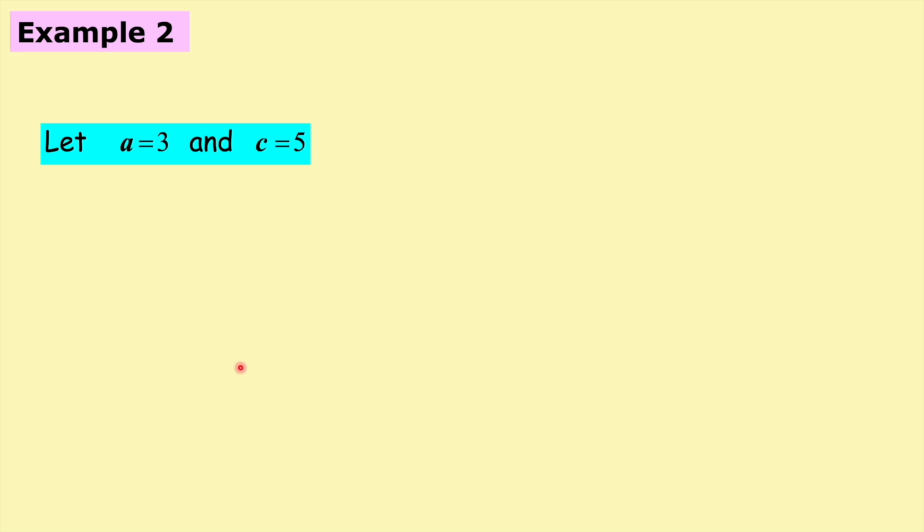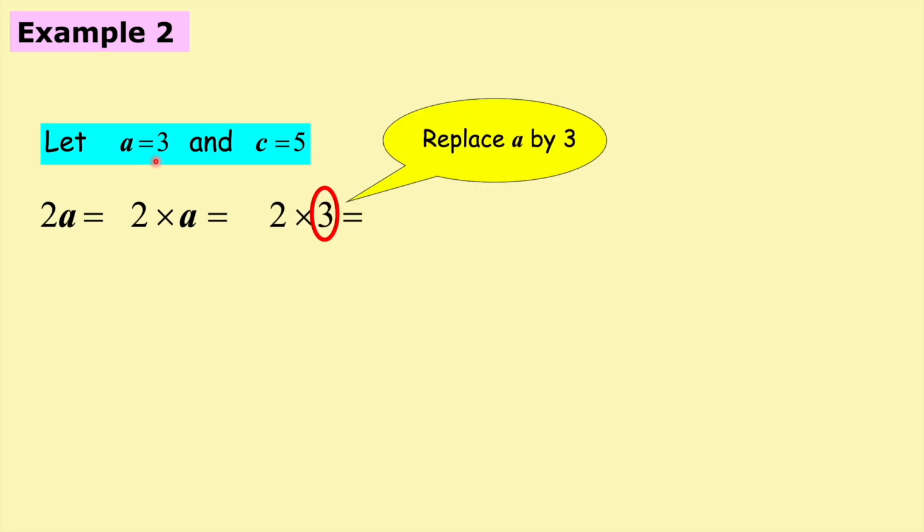Okay, example 2. This time we are told that a equals 3 and c equals 5. So we're going to have some different formulas now. To calculate 2a, remember in algebra, if you have two terms written side by side with nothing in between, that means multiply. So that means 2 times a. If we replace the a with 3, we can calculate that to get 6.